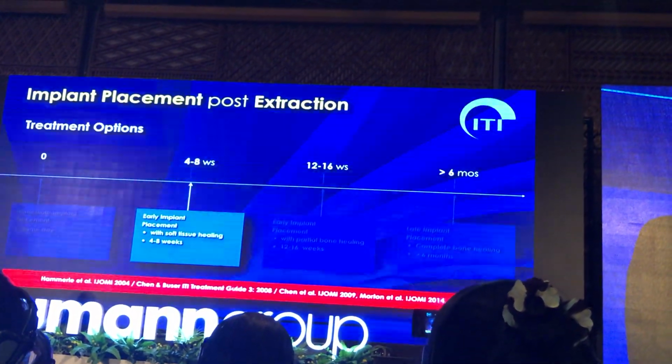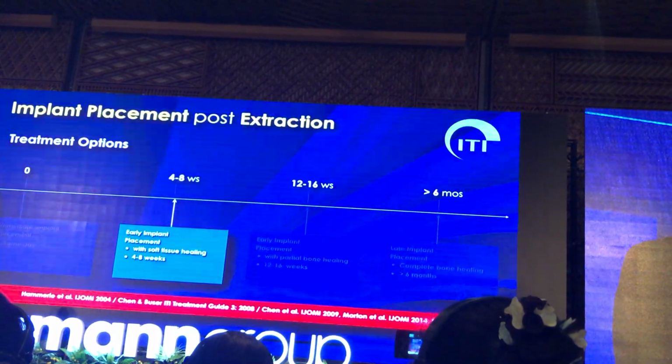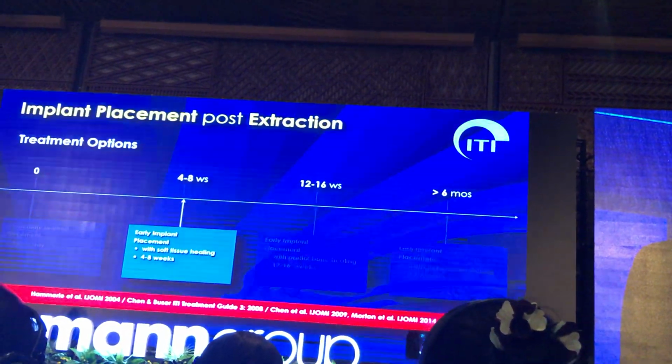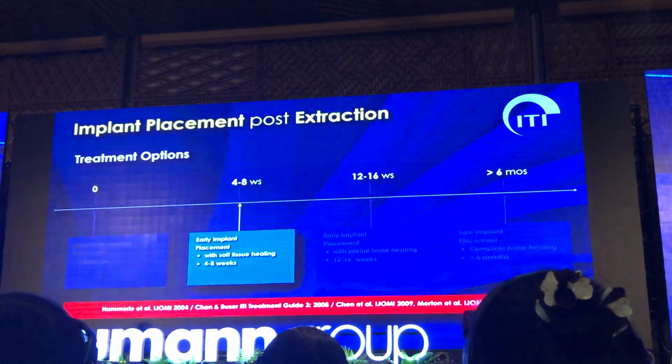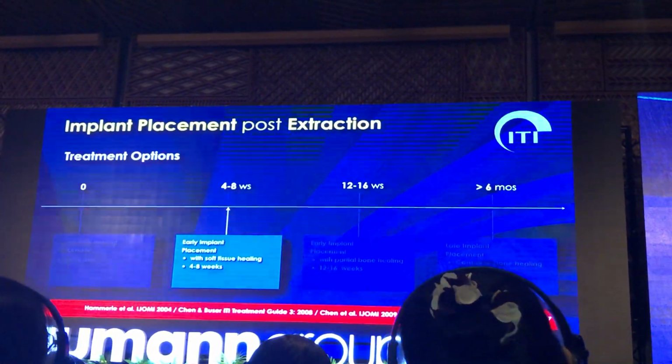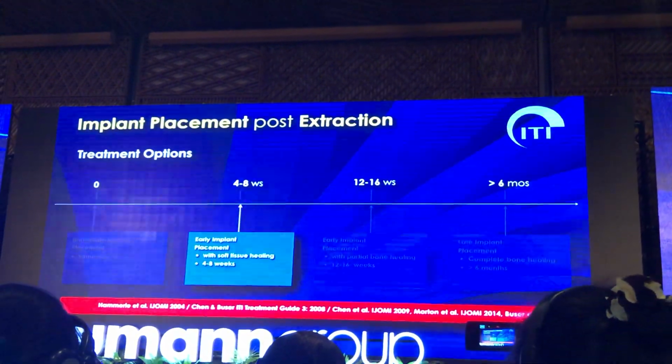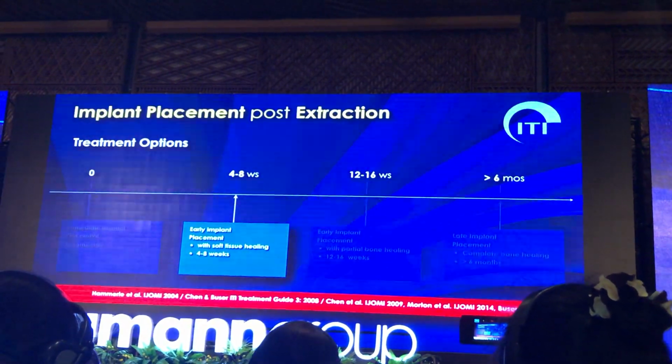We use most often the early placement when there is a fresh extraction site. But we also use the early placement at 4 months, as I showed you, and then we try to do socket grafting to bypass the GBR.